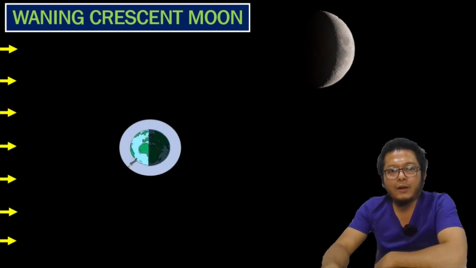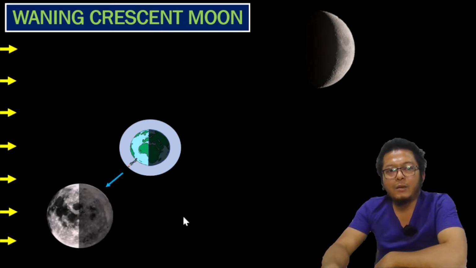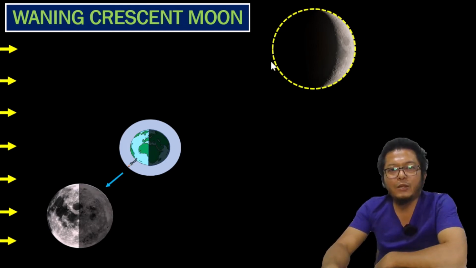This one is the waning crescent moon. In the waning crescent moon, we are standing here. Look here in this picture. We are standing here, and the moon is in this position. So we are looking at the moon from here, and the moon is in this position, no more in the middle. And the moon is actually round like this picture, but the lighted part is here.